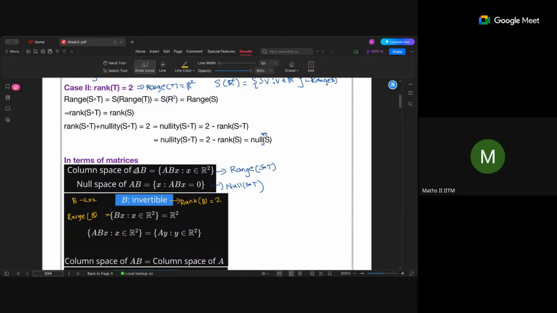Now, what is the column space of AB? It is the set of all ABX such that X is in R2. Right? Now, I can write it in this way. Why is that so? Why is that so?